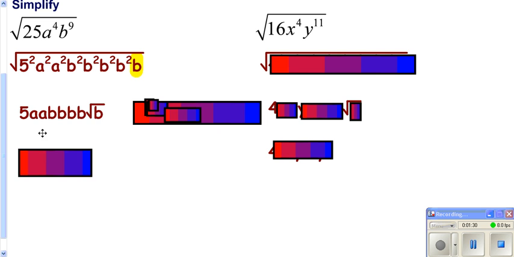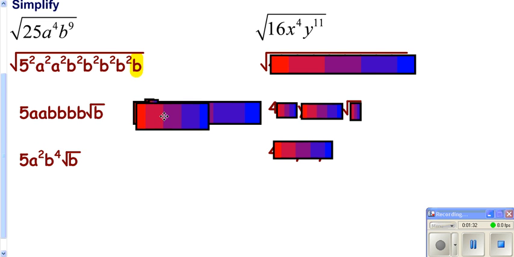And now our a times a is our a squared, and our b times b times b times b is b to the fourth. Now, there's nothing wrong with leaving a variable or even a number inside of your root if there's nothing you can do to it. Same idea over here.